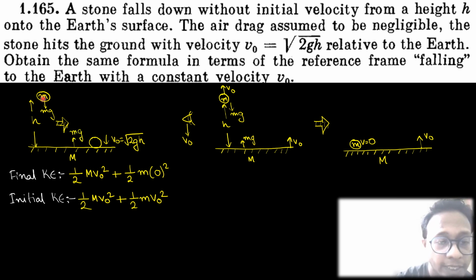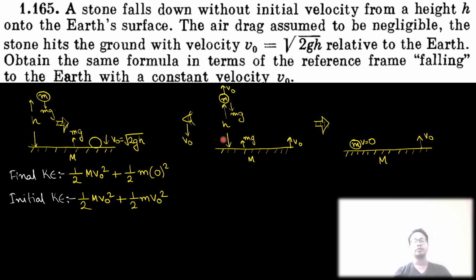Now, because of this mg force, the ball is accelerated down. But is the earth accelerated upward? Yes, by a very small amount. Okay, and that small amount is neglected in our kinematics calculation. So even if the earth is accelerated out here, that acceleration is neglected. So initial velocity is v naught, final velocity is also v naught. Initial velocity of the earth is zero, final velocity of the earth is also zero.